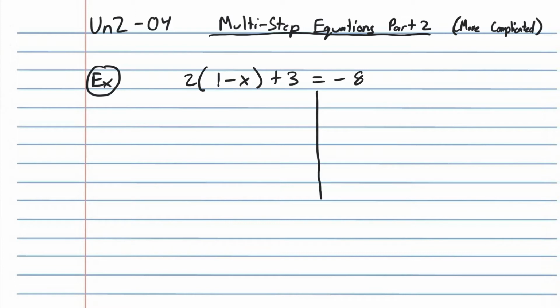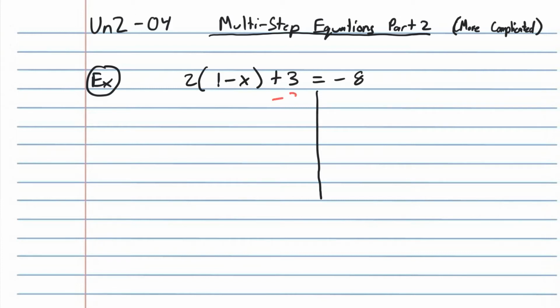So in this question, there's actually 2 different ways you could start. In previous videos, I've been saying you can start off with the distribution of that 2. I'm actually going to show you another way you could start this question. You could start by getting rid of that 3, because it's not part of the parentheses, it's its own thing. We could, if you wanted to, get rid of that first.